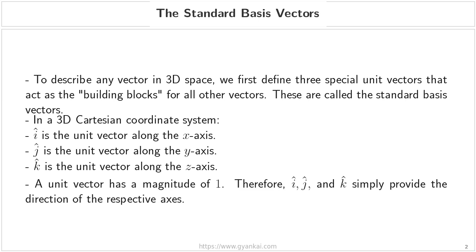Now, it is important to remember the term unit vector. A unit vector always has a magnitude of exactly 1. Because their magnitude is fixed at 1, the primary purpose of i hat, j hat, and k hat is to simply provide the direction of their respective axes. This sets the stage for our next slide, where we will see how we can use these building blocks to define the position of any specific point in space.